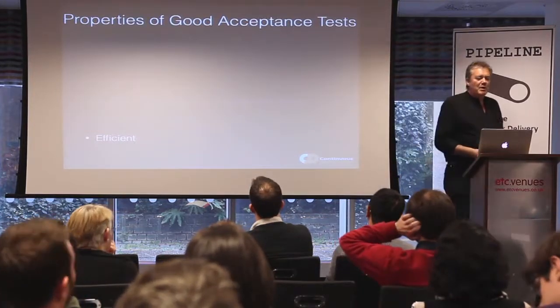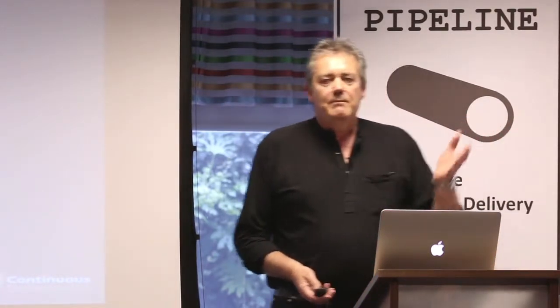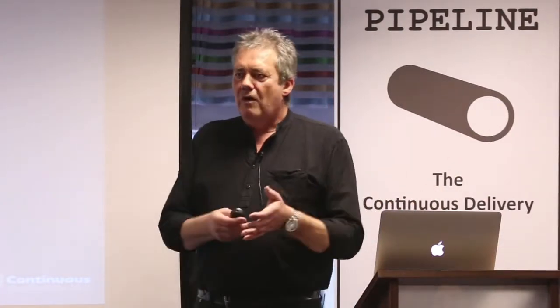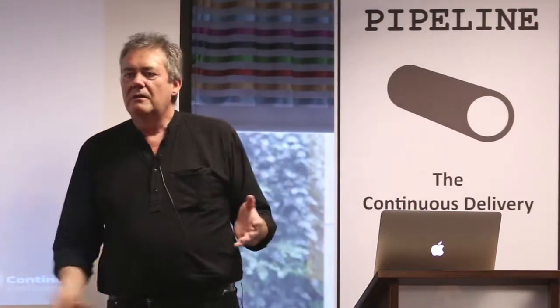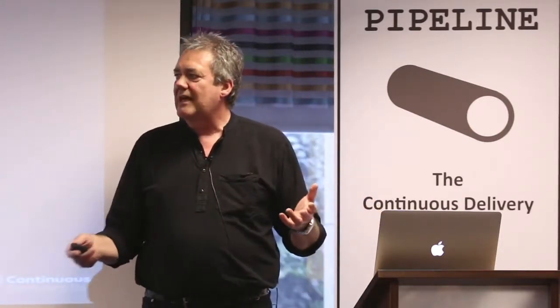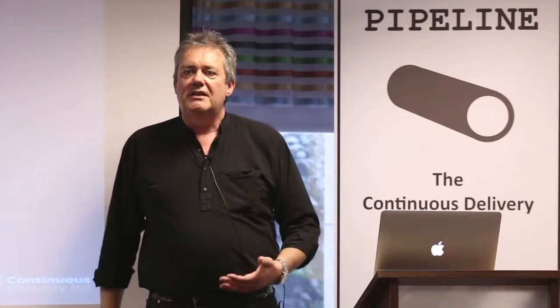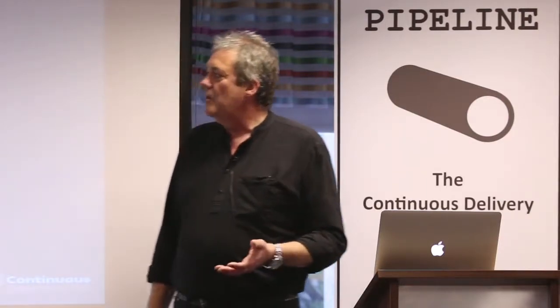The last of my properties of a good acceptance test is that they need to be efficient. We want to have thousands or tens of thousands of these things. We want the ability to evolve our test coverage as we're adding new requirements and new stories to our process. We want to add a new test case for each acceptance criterion of those stories. So we're going to end up with a lot of these things.